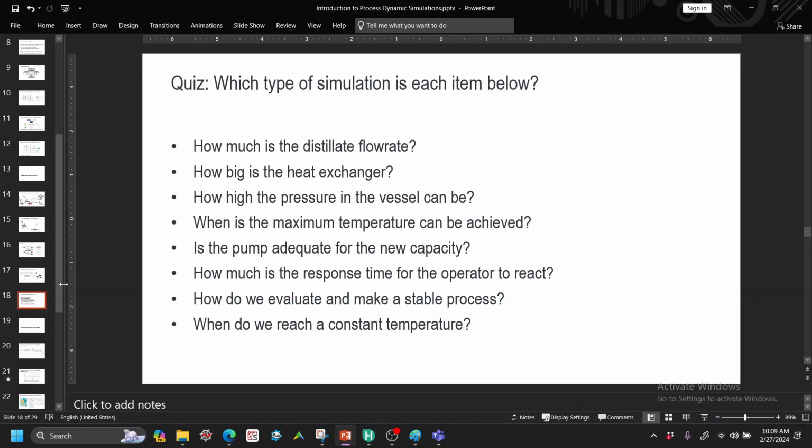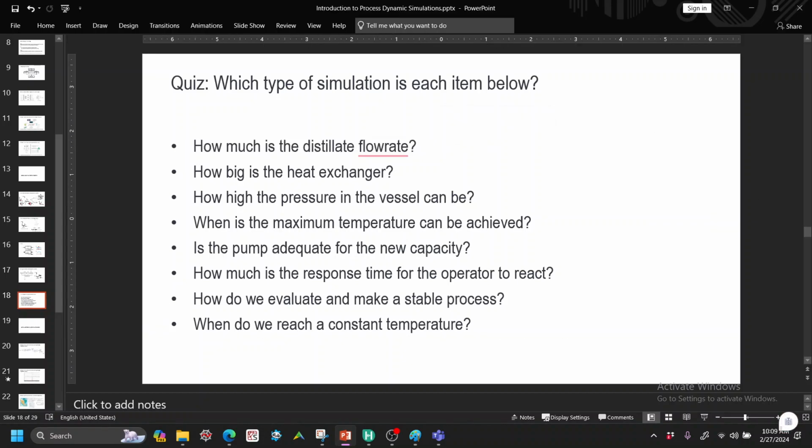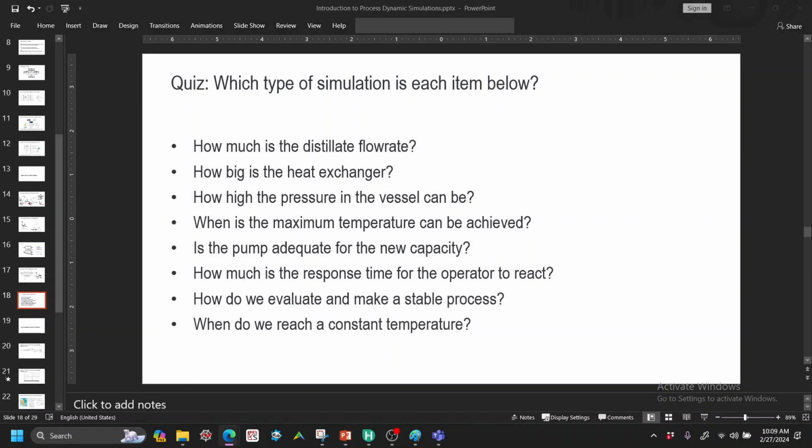I think now you understand the difference between steady state and dynamic simulation, right? So I have a quiz for you. If you want to know how much the distillate flow rate is, does this call for steady state or dynamic simulation? Chan Wang Yi, is it steady state or dynamic, if you only want to know the distillate flow rate?